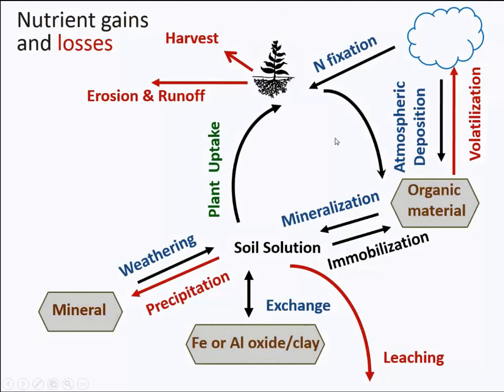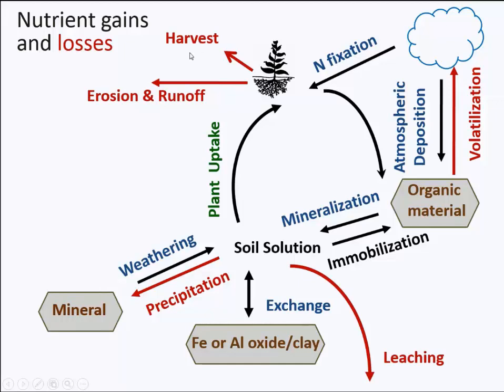Thinking about nutrient cycling in general, one way to think about this fairly complicated diagram is to focus on the gains that are shown in blue, like nitrogen fixation, deposition from the atmosphere, conversion of organic material over to available nutrients in a process called mineralization, and then also weathering of rock and soil. So those are all really gains.